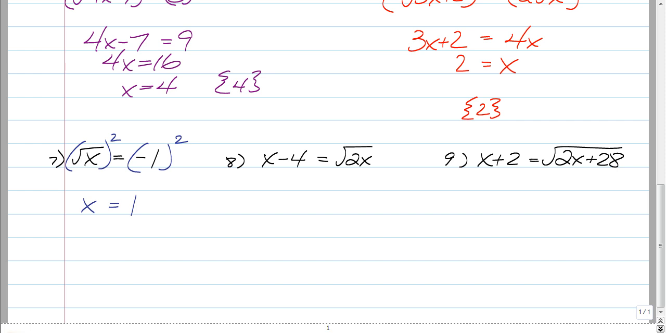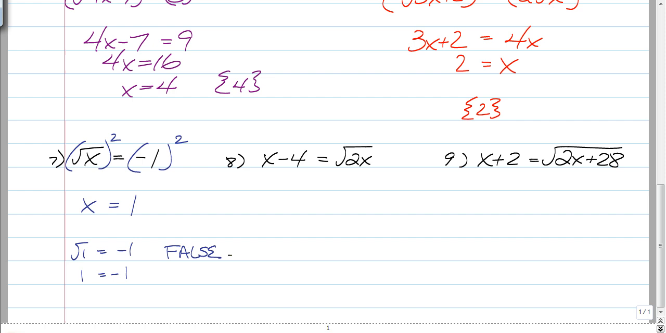But let's plug this 1 back into the original equation and see what happens. So, the square root of 1 is equal to negative 1. 1 equals negative 1. That's false. Now, we weren't solving for x there. That wasn't a plus or minus type thing. We just substituted 1 back into the equation, and we got 1 equals a negative 1. So that is a false statement.